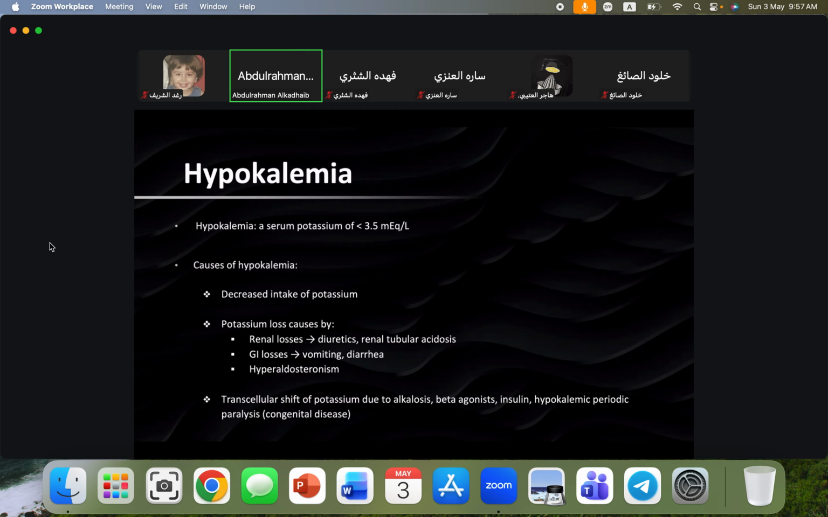And basically, the medications that we talked about in the treatment of hyperkalemia may cause hypokalemia. For example, the beta agonist or salbutamol, and insulin, those are all possible causes of hypokalemia because they will shift the potassium into the cell. So if we use large doses, we may actually cause hypokalemia in those patients.